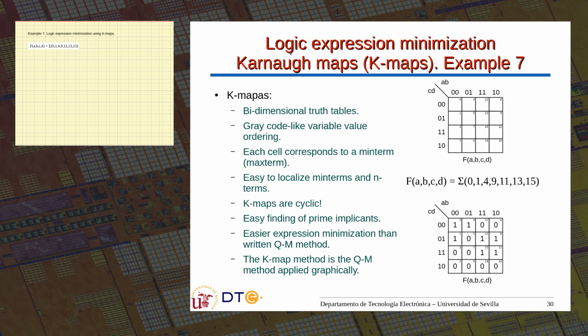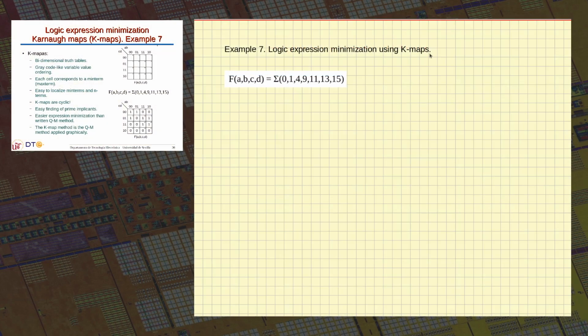In this video, we are going to see how to simplify a logic expression using the technique of the Karnaugh map. In fact, the Karnaugh map method is just a graphical method to do the same algebraic simplification we have seen in the previous example. Only that using the Karnaugh map, it's easier to see which minterms and which implicants can be simplified.